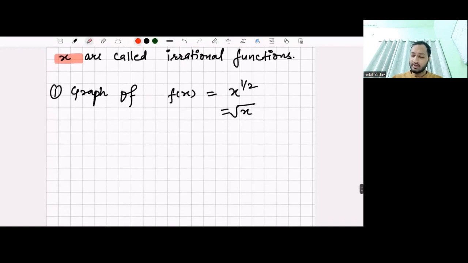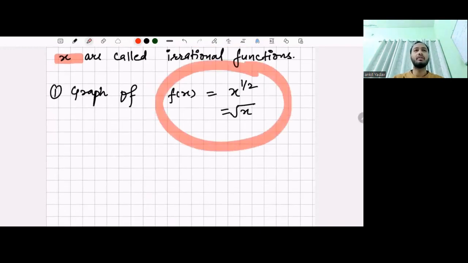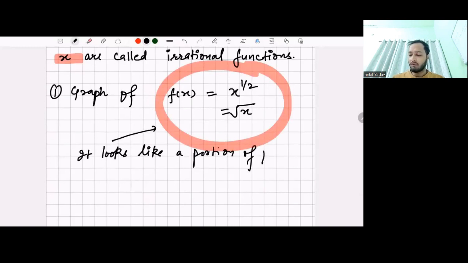So when I look at this equation, then you will see that it looks somewhat like a portion of a parabola, y square is equal to x, which lies above the x-axis.